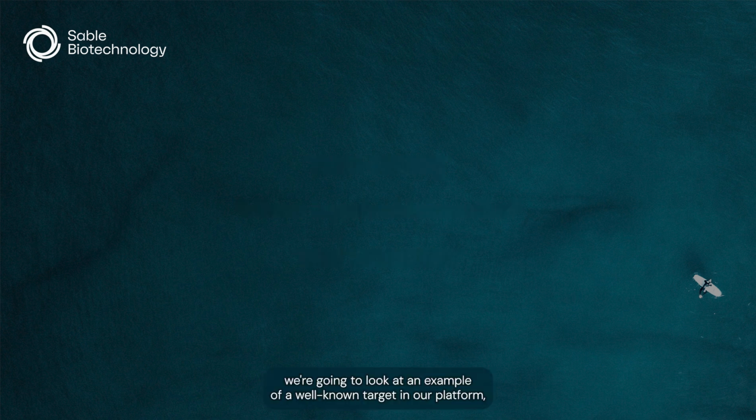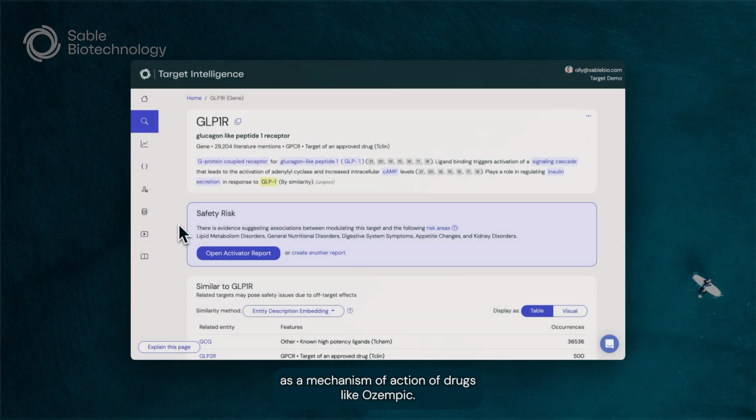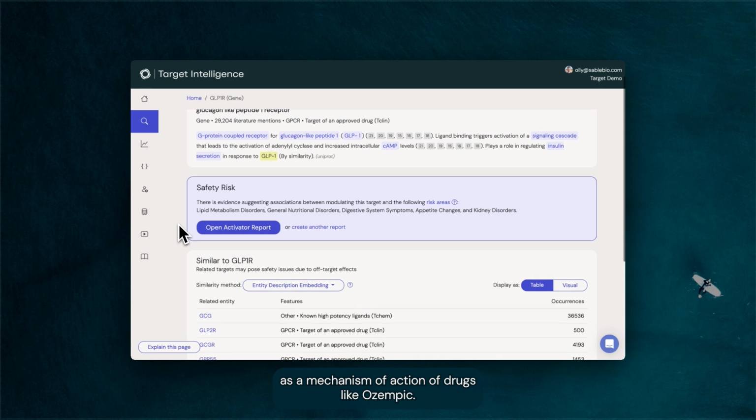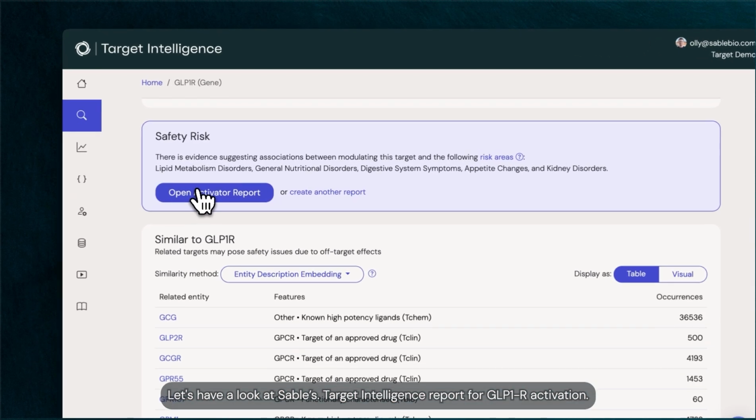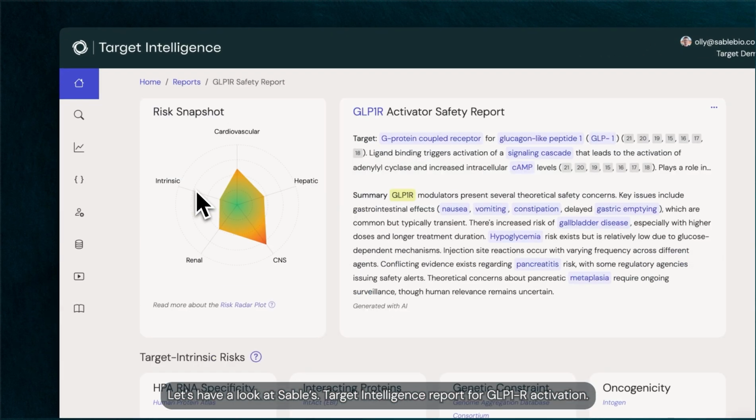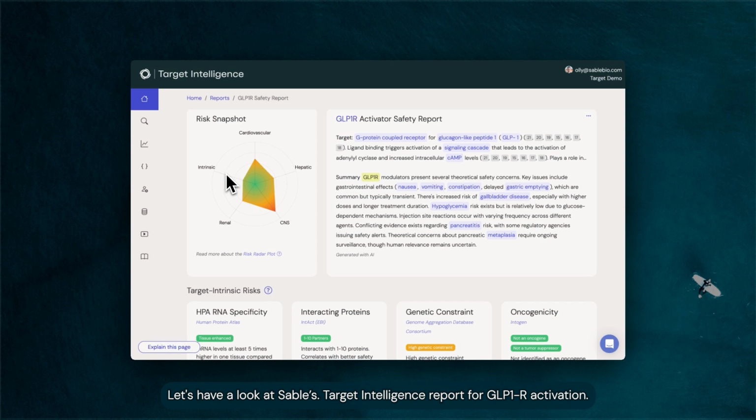And for today, we're going to look at an example of a well-known target on our platform, a GLP-1R agonist that came to fame as the mechanism of action of drugs like Ozempic. Let's have a look at Sable's Target Intelligence report for GLP-1R activation.